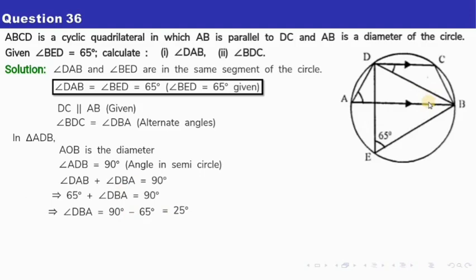If this is 25, then this also has to be 25, because they are alternate angles. We are asked to find BDC, so BDC will be equal to DBA, and DBA is equal to 25. So angle BDC equals 25 degrees. Pause the video to note this down.